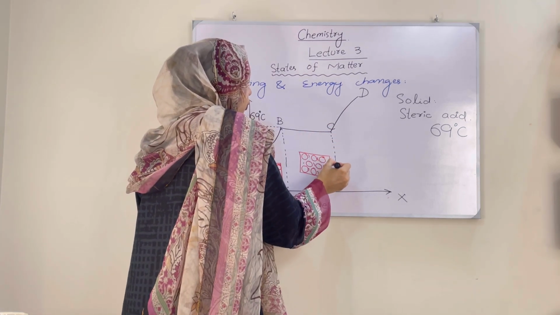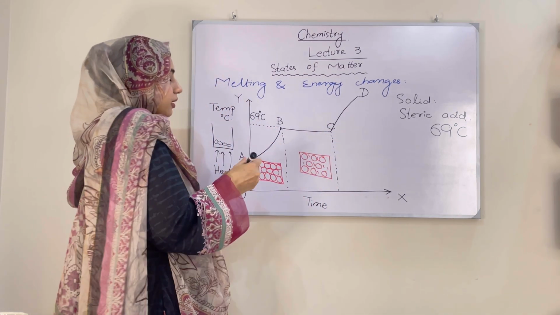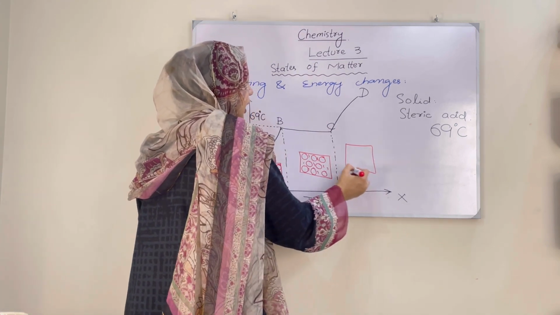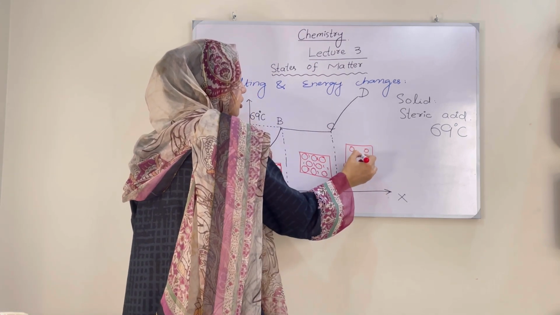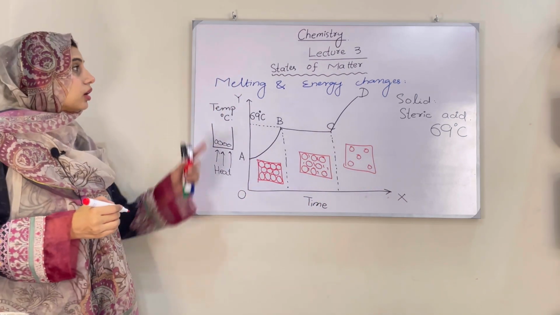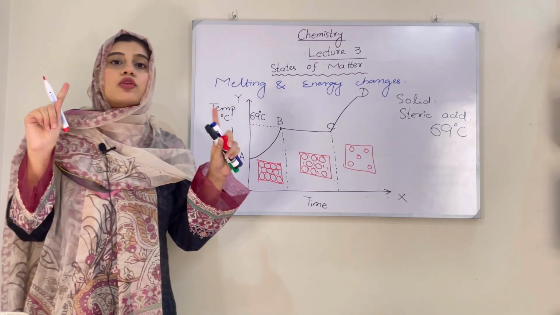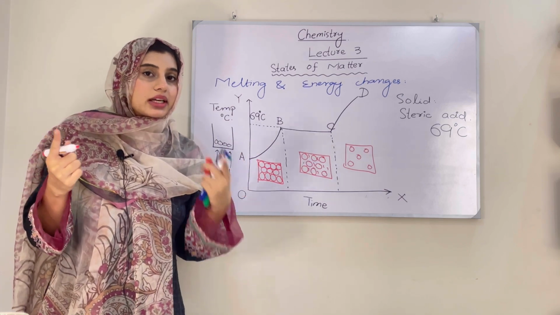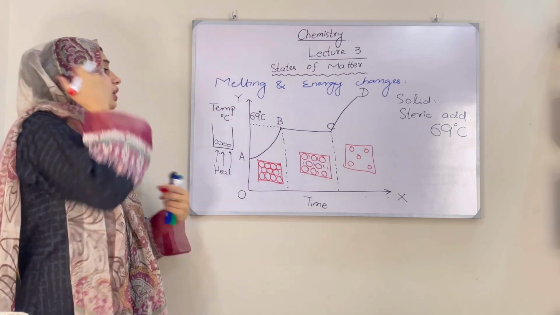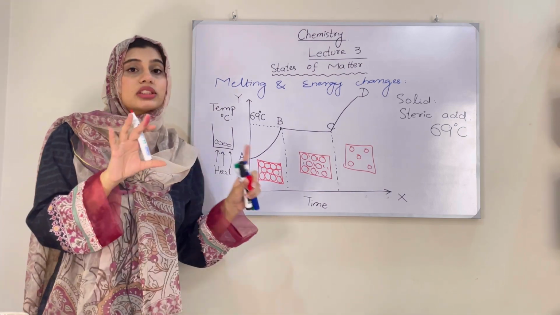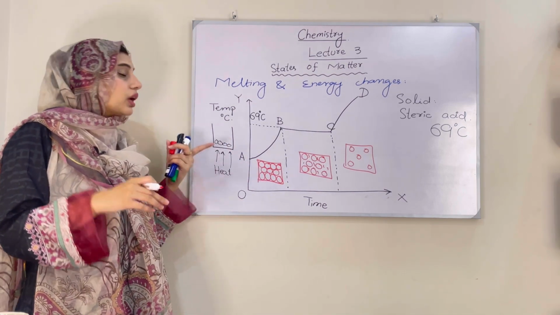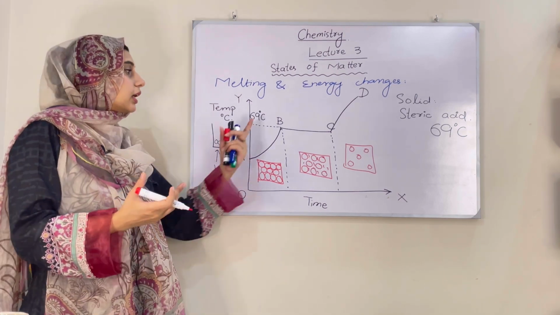So after point C, the state of matter will be gas, and if I draw the diagram of gas, it will be like this. Now molecules are very far from each other. So the concepts that I gave you in the previous lecture are all justified here. You know, the solid molecules are very close to each other. We are continuously providing heat till point B.